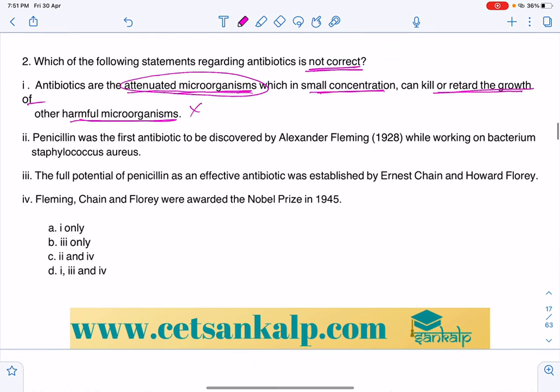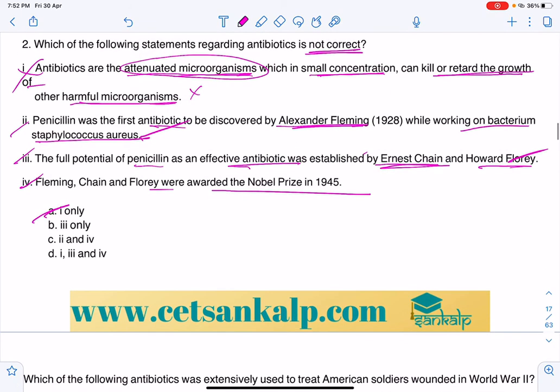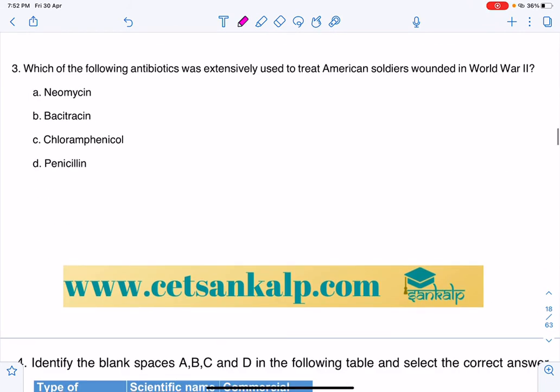So that is incorrect. Penicillin, the first antibiotic, was discovered by Alexander Fleming while working on the bacterium Staphylococcus aureus. So that is also correct. The full potential of penicillin as an effective antibiotic was established by Ernst Chain, and that is what we can say artificially obtained. This is also correct. Fleming, Chain and Florey were awarded the Nobel Prize. This is also correct. So first is wrong. So only one is an incorrect statement. So antibiotics are not attenuated microorganisms. Generally those are used as a vaccine. That is the kind which is used as a vaccine.